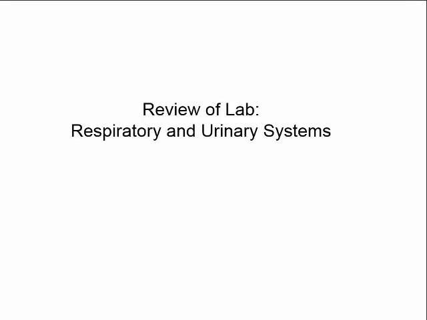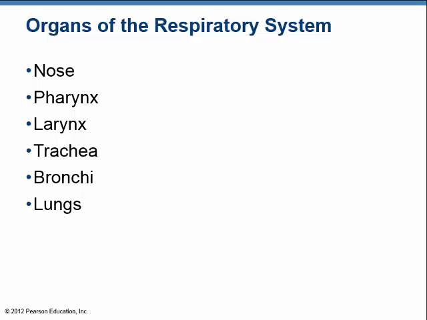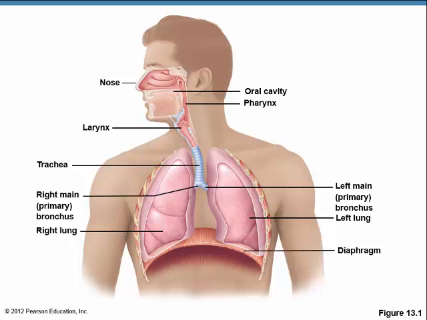This is a review of the lab on respiratory and urinary systems. We'll start with the respiratory system. The organs of the respiratory system you were assigned in lab include the nose, pharynx, larynx, trachea, bronchi, and lungs.